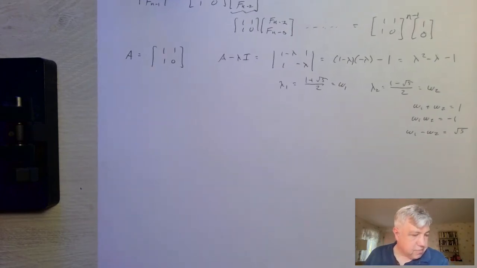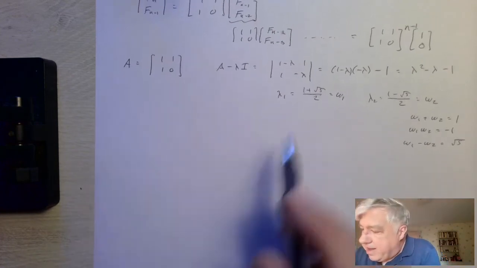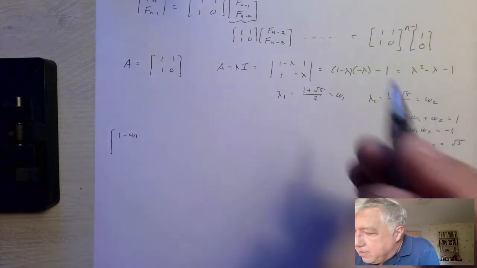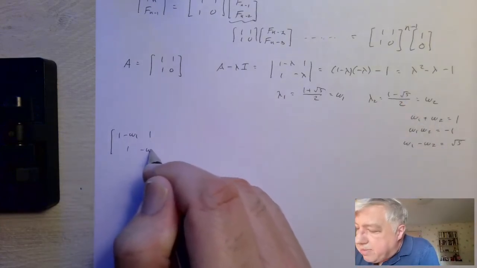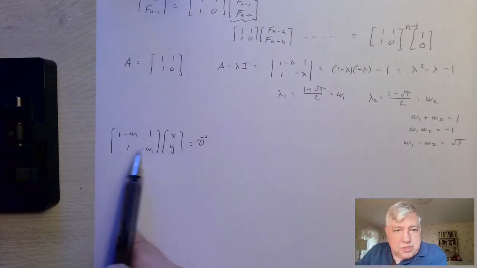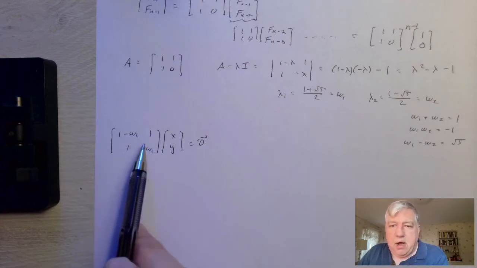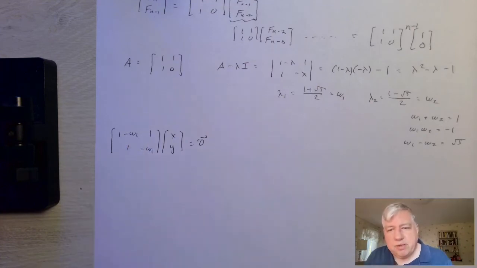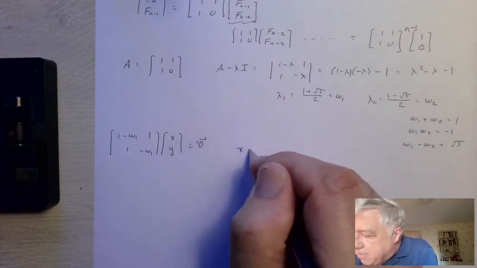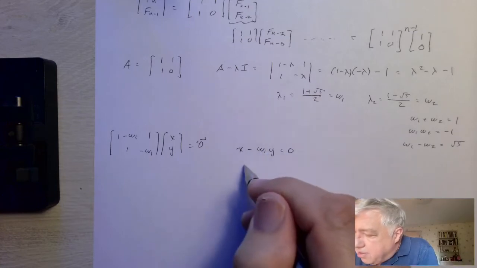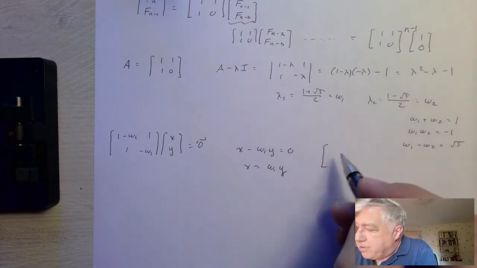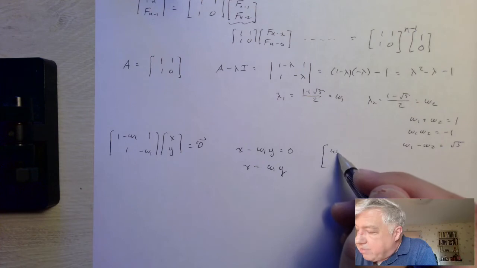Now if we try to find the eigenvectors, if we plug omega 1 into here, we get the matrix 1 minus omega 1, 1, 1, minus omega 1 times x, y equals 0. Since these two rows are actually multiples of each other, it might not look that way, but if you allow multiplying by irrational numbers, they are. This bottom row tells us that x minus omega 1 y is 0. So x has to be omega 1 y. So we can let y equal 1, and the eigenvector would be omega 1, 1.